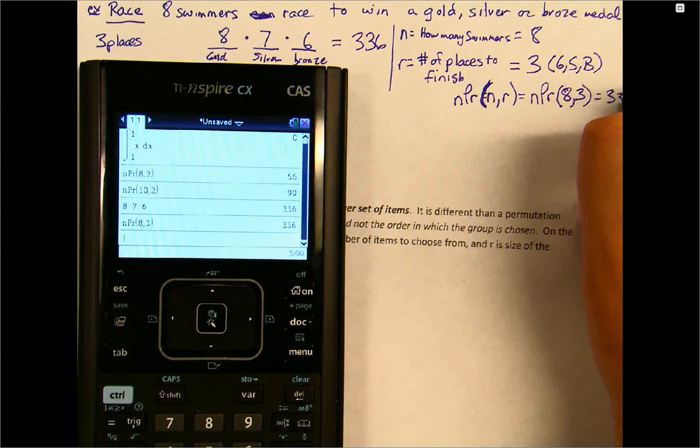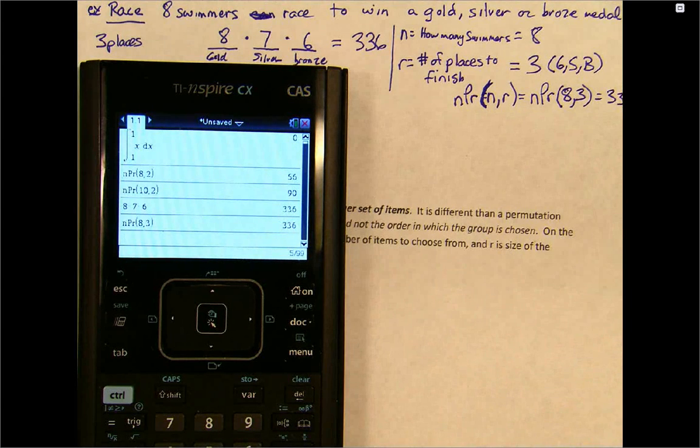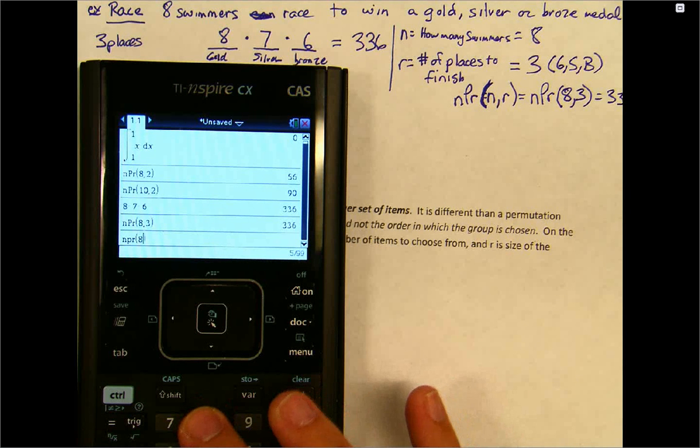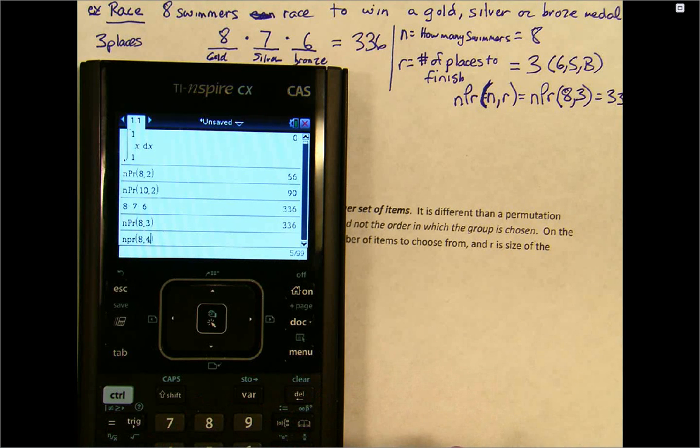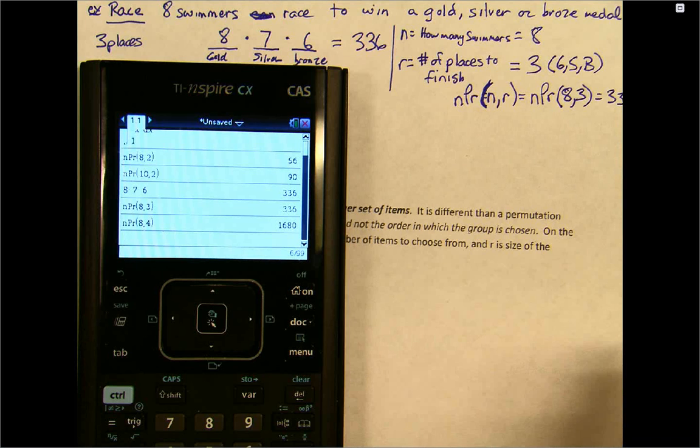Now if they changed it to 4 places, you can even type it in, nPr, open parentheses. Now if they have a gold, silver, bronze, and honorable mention or something like that for 4th place, 8, 4. It'd be 4 places that they can go in. And then all of a sudden you have a lot more different ways that the race can finish. Well, you just have to do that. That's all you have to do, and it'll take care of the 8 times 7 times 6 times 5. The calculator will do it very quickly for you.